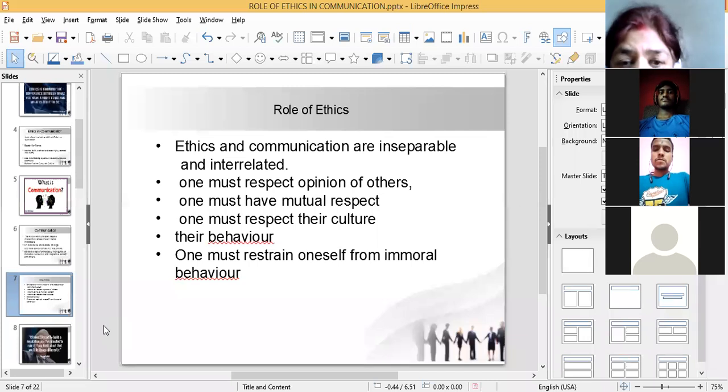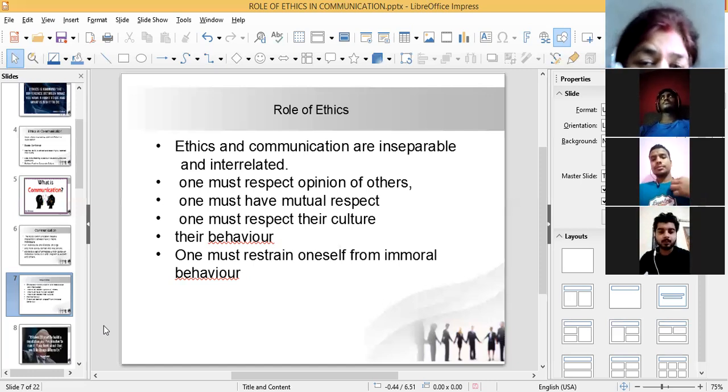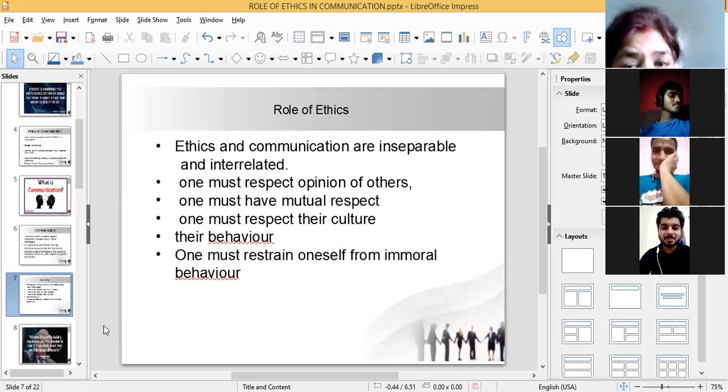It means respect the opinion of others, respect the person you're speaking to. Mutually. If you want to gain respect, give respect first. One must respect their culture. Do not make fun of any culture, any work culture. Do not put in your views and thoughts. Listen, abide by the rules, adapt to the work culture that you have newly joined, work culture of any organization. So one must respect their culture, their behavior.